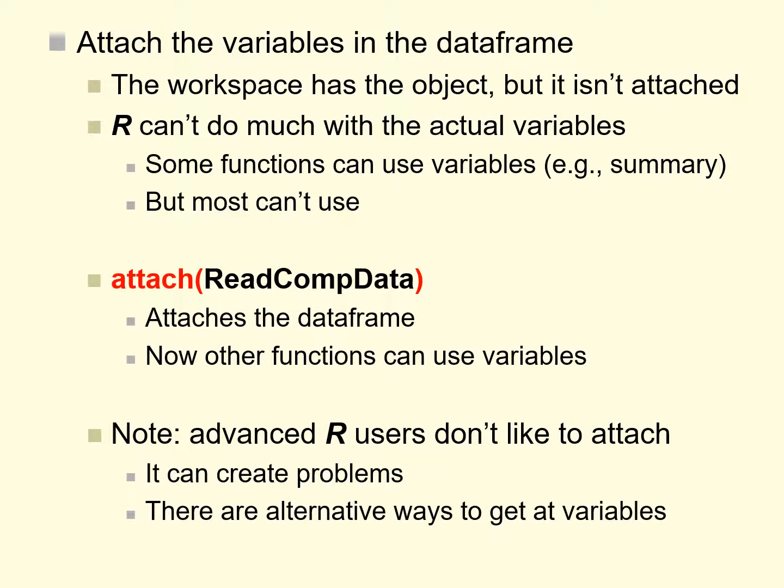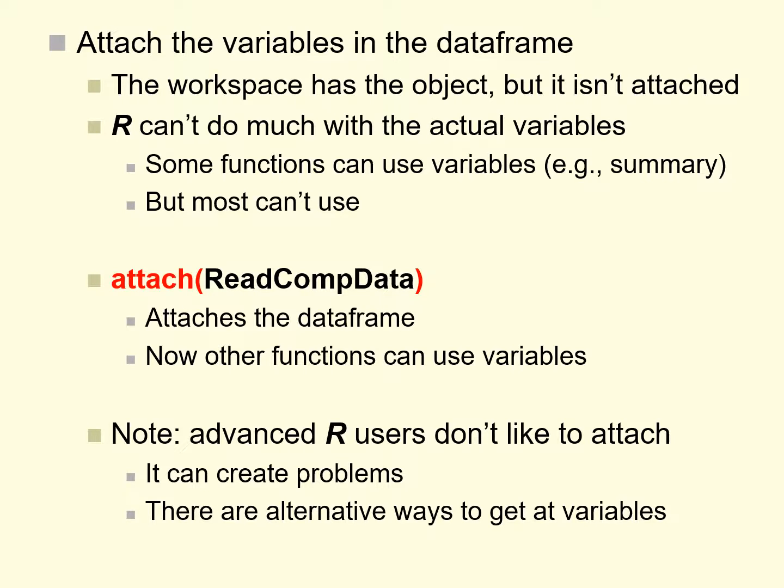So once we have a data frame in our workspace that we're going to work with, we actually have to attach the variables in that data frame that we want to perform different functions on. Right now our workspace has an object, the data frame, but it isn't attached. And R can't do a lot with the actual variables in that data frame. Some functions do work, for instance the summary function, which I just showed on the previous slide, but most can't. So if you were to type a function to make a linear model out of the variables in your data set, you get an error returned to you. This is just the way R works. It's very conservative about getting into data and messing around with variables.